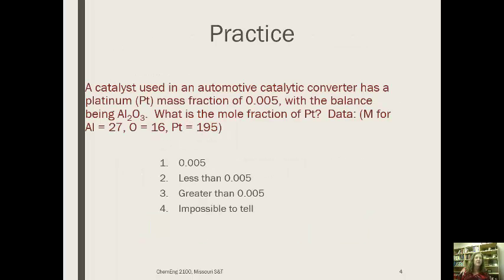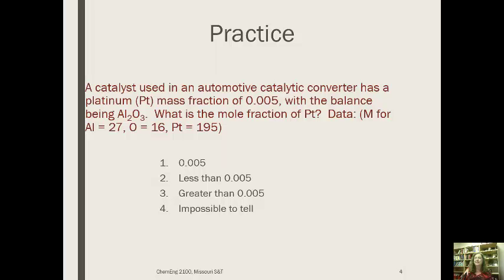So here's a problem. I don't want you to really do the math, but just let's think about this one for a little bit. We've got a catalyst we're using in an automotive catalytic converter. These use some very heavy metal kinds of materials in the catalyst. And this particular one has a mass fraction of platinum that is 0.005, so 0.5%, and the rest of it is made up of aluminum oxide. So we want to know what's the mole fraction of platinum.